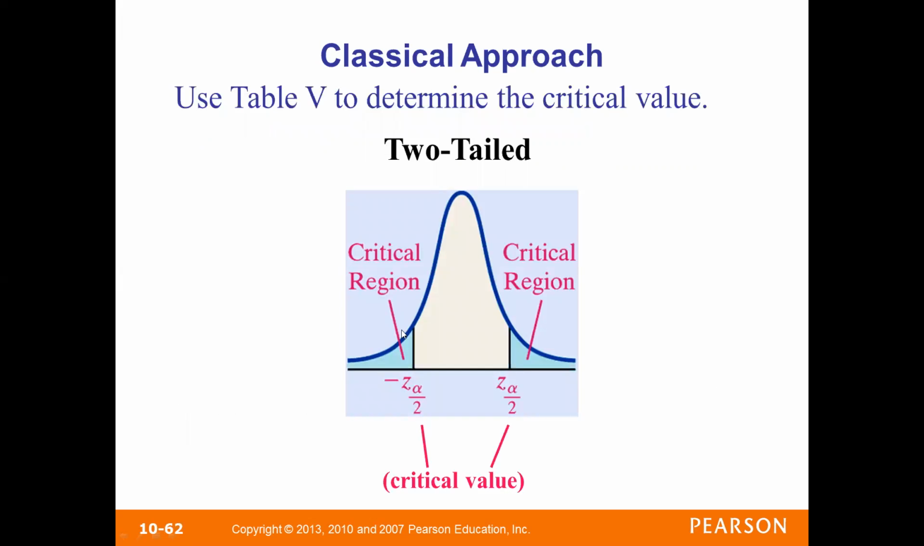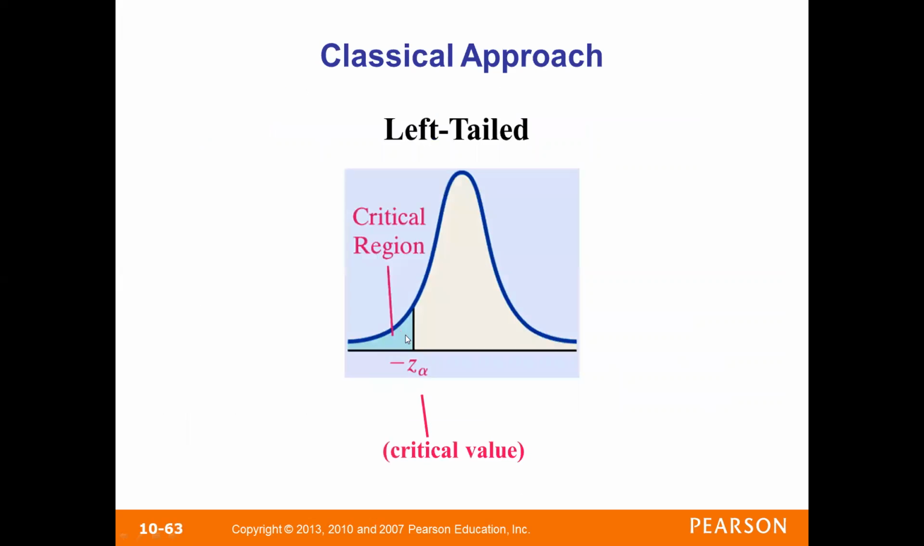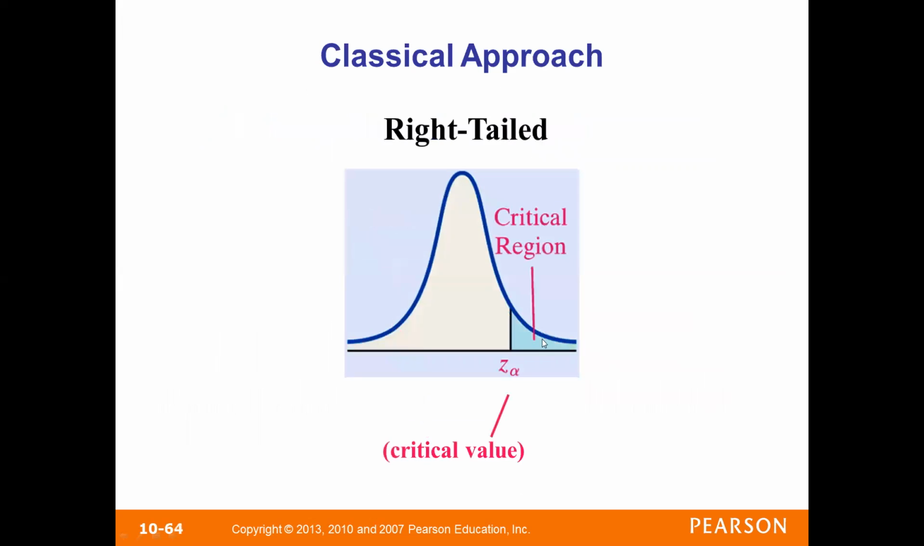And just as before, in a two-tailed approach, it could go either way. So we'll have to split our significance level up into two pieces, and if we go too far out to the right or too far out to the left, we'll reject. In a left-tailed test, if we go too far to the left, we'll reject. In a right-tailed test, if we go too far to the right, we'll reject.